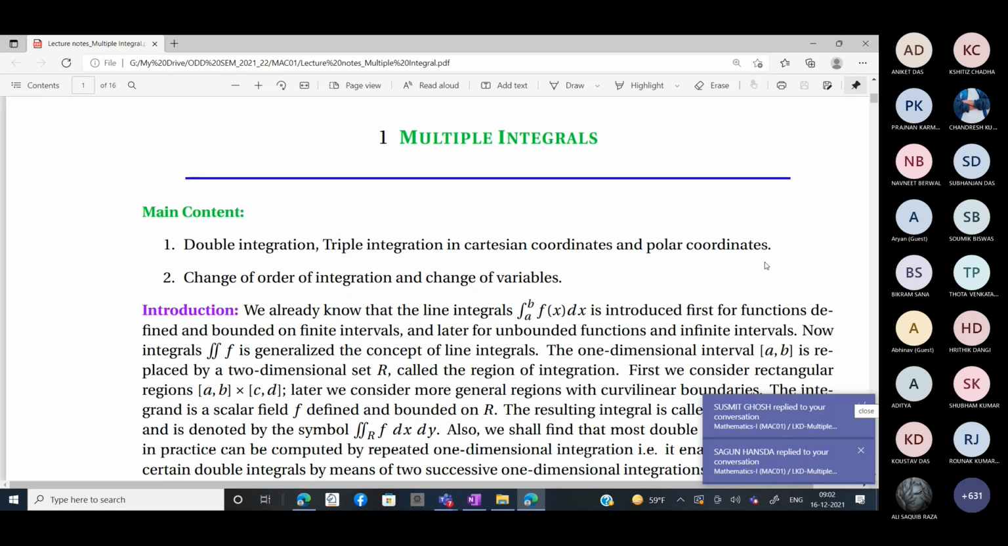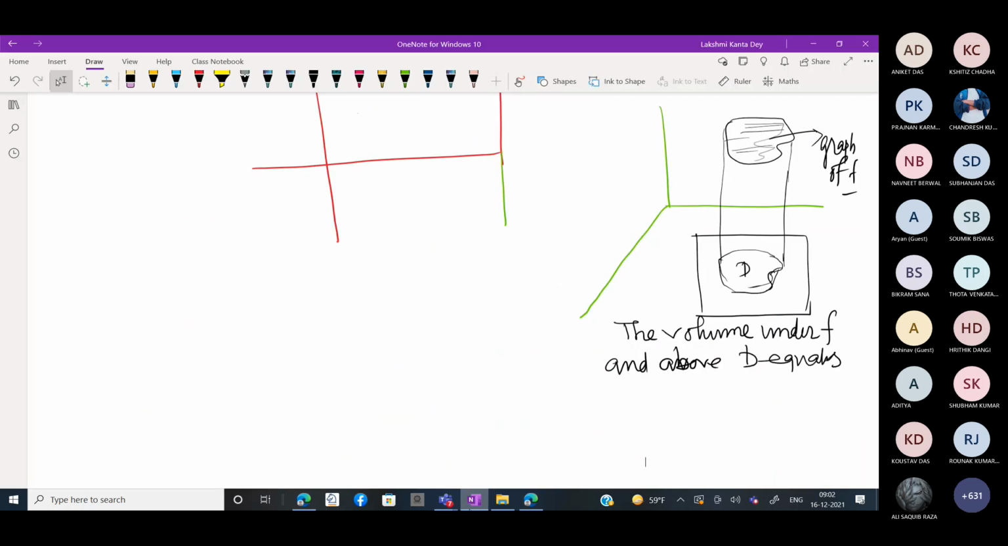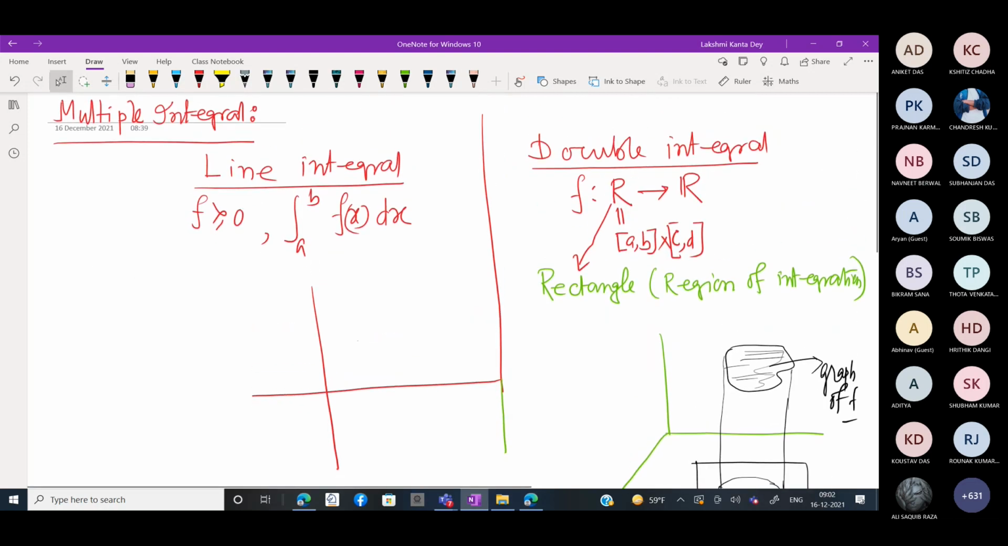Good morning, everybody. Today, I would like to start with the module multiple integrals. In order to understand the generalization of single integration, line integral, and whatever integration we initially learned from maybe class 10 or 10 plus 2 background, that is the Newtonian integral.